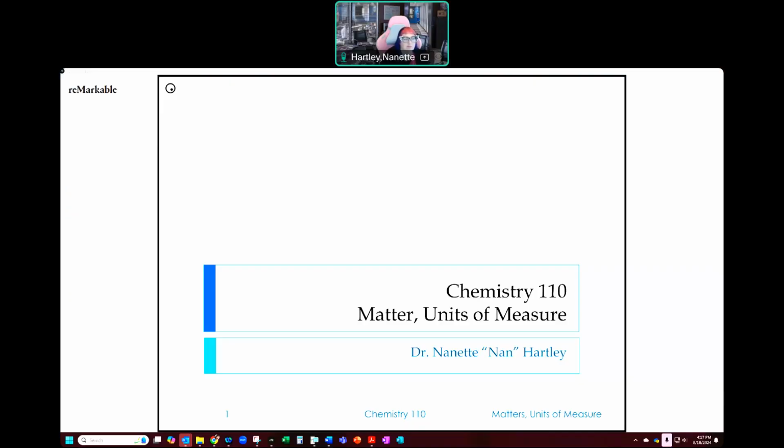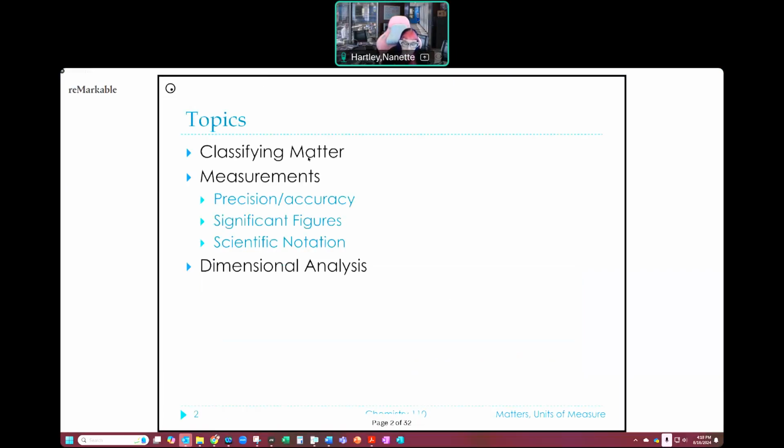All right. So we're now back into what is the meat of what we're going to be talking about today, matter of units of measurement. Our topics in particular: classifying matter, measurements. What do we mean by precision and accuracy? Significant figures, oh, there they are again. Scientific notation, oh, there it is again.